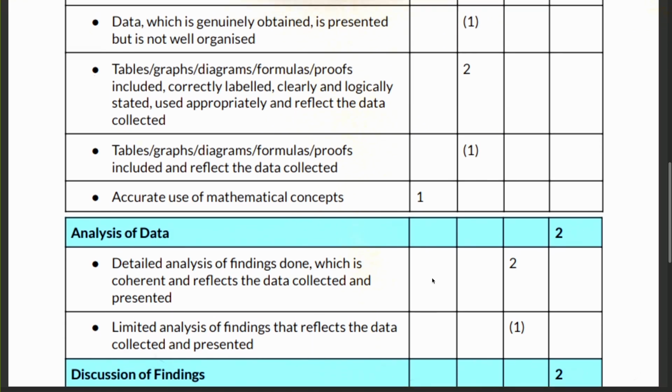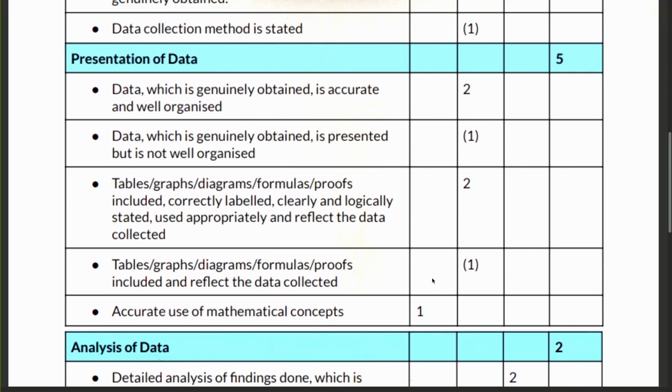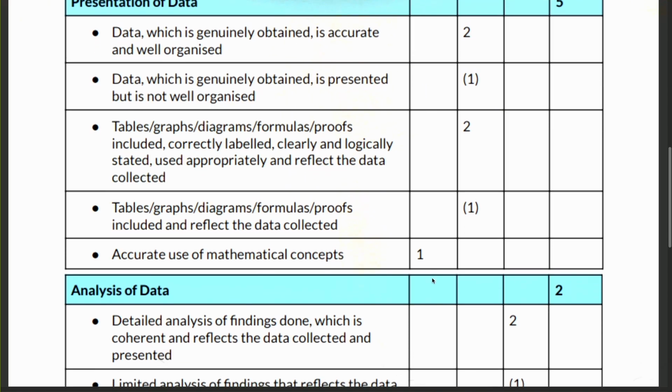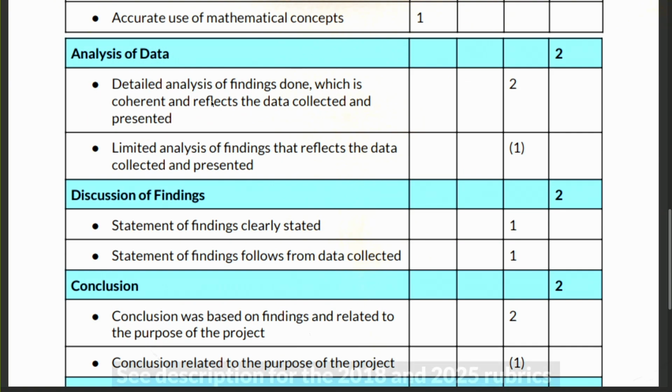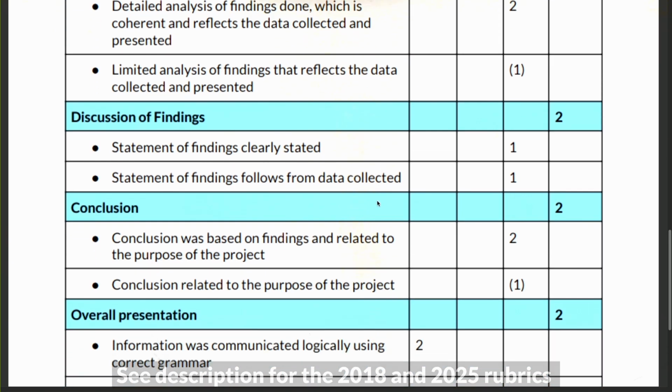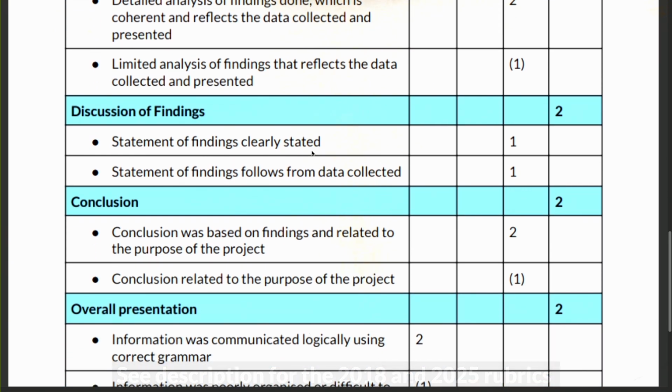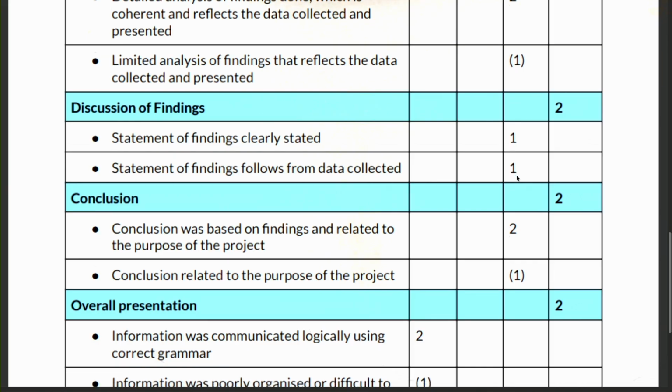Then you go down to analysis of data. So we have here detailed analysis of findings done, which is coherent and reflects the data collected and presented, 2 marks. Again, if you have limited analysis of the findings and it reflects the data collected and presented, you can get 1 mark. We have discussion of findings, statements of findings clearly stated, 1 mark. Statements of findings follow from data collected, 1 mark.